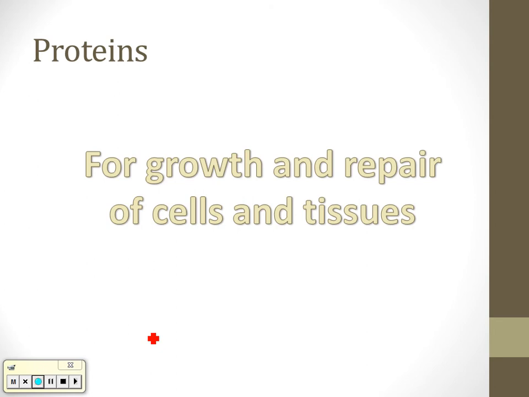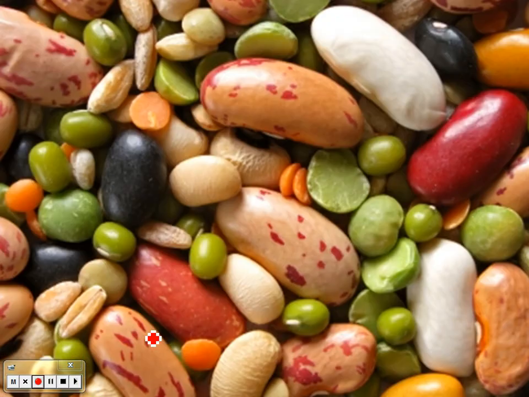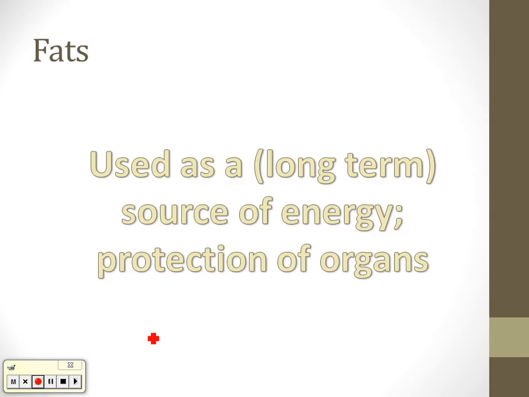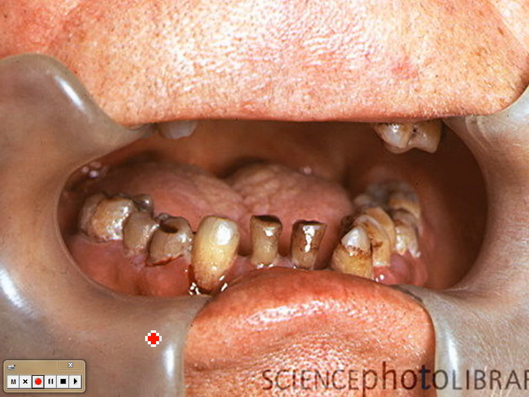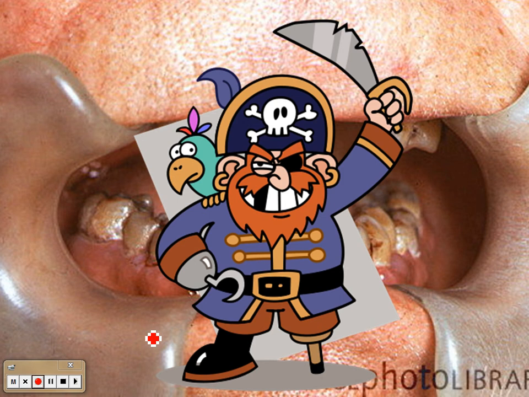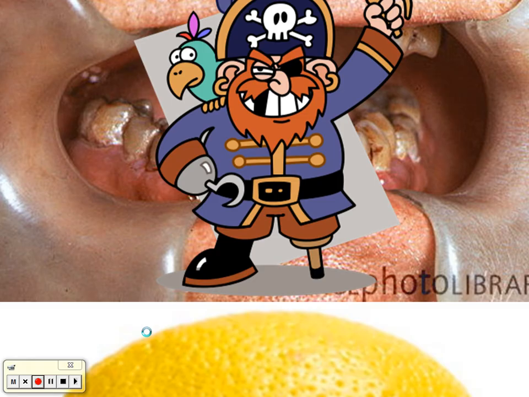Proteins are for growth and repair of cells and tissues. If this is going too fast, you could just pause it. You're looking at meats, legumes. Fats are used as a long-term source of energy and protection of your organs. Oils and butters. Vitamin C is used for tissue repair and resistance to disease. If you don't have enough vitamin C, you develop scurvy, which is bleeding teeth and gums. It's a disease pirates used to get back in the day.